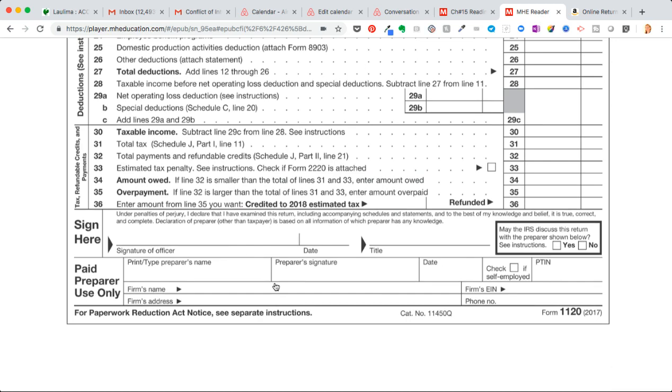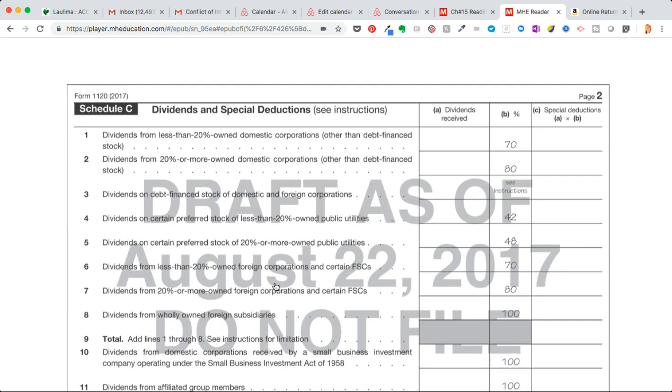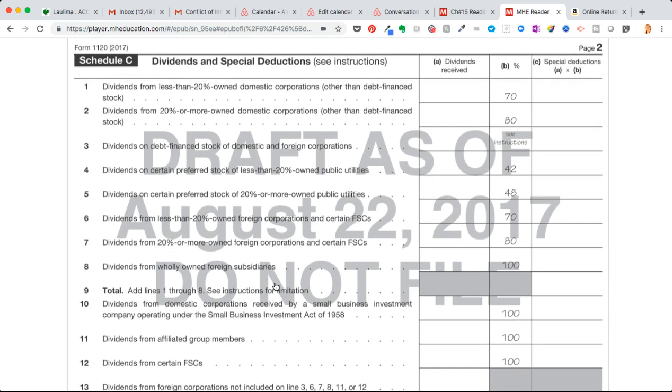Signatures from the representative of the business, paid preparer signature. Then we get into dividends and deductions. So this is where we look at dividends received by the company, because oftentimes there is a pyramid of businesses used for corporate and partnership structures. This can get really confusing, but that's what they're asking about here.